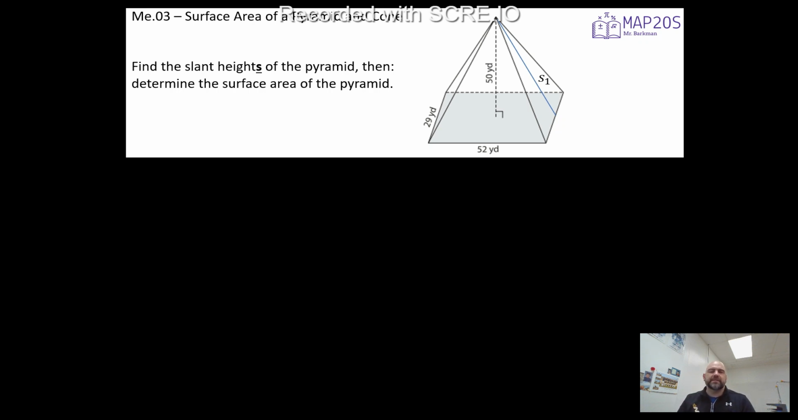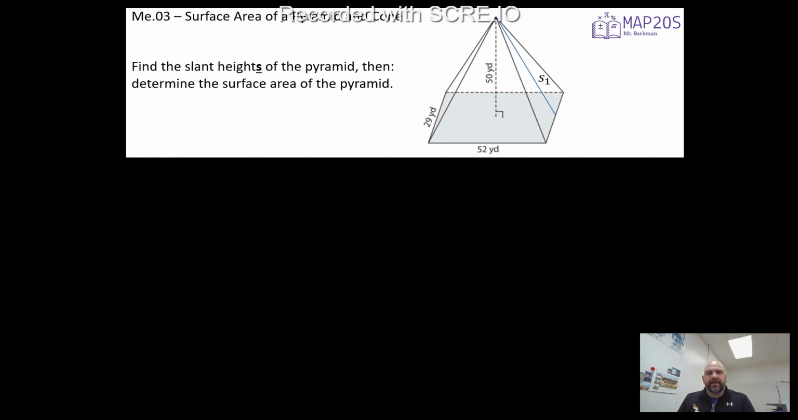There's two different slant heights that are going to be involved, one for one side, which I already have up on there, and then one for the second side. And so we have to find both those slant heights before we can determine what the surface area is. Let's start with slant height 1. You'll notice it there already on the screen. I've put it in there.